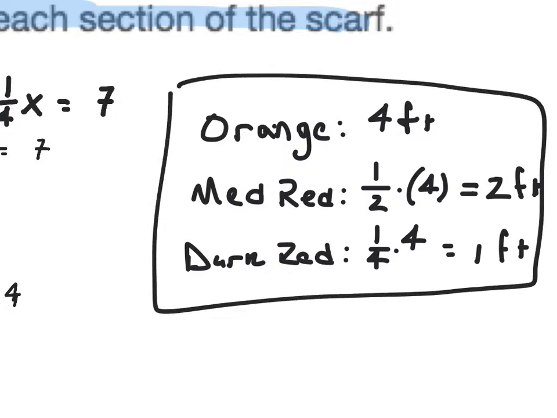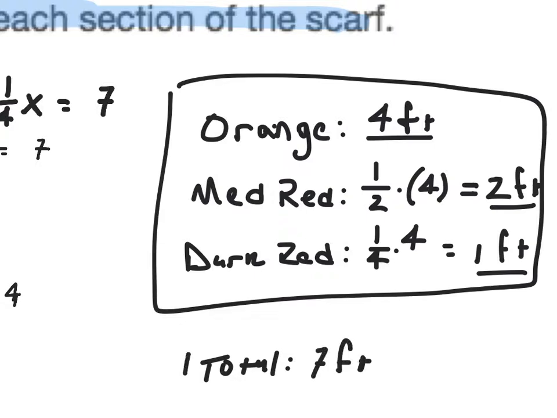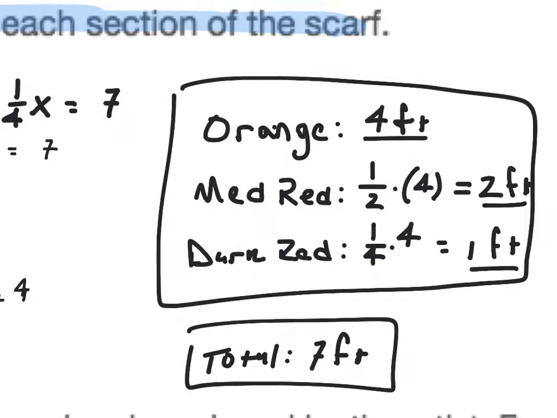If you take 4 and add it to 2 and add it to 1, that's going to give you a total of 7 feet. And that's it. That's all we're doing. Okay, let's take a look at the next one.